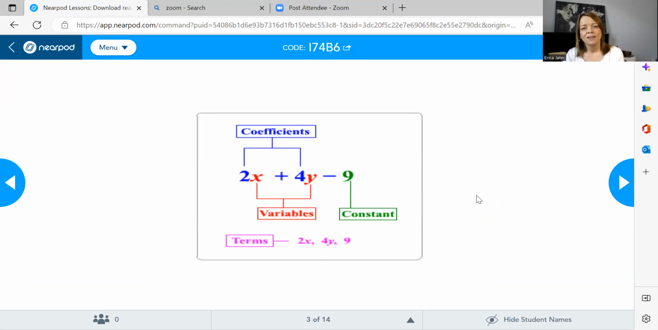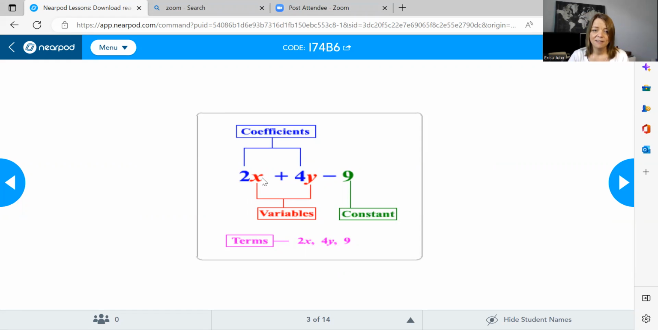already gone over. We have our coefficients, those are in blue. Remember, our coefficients are multipliers that are with our variables. Then we have our variables, which are in red. Now, variables are symbols, letters that represent an unknown quantity.